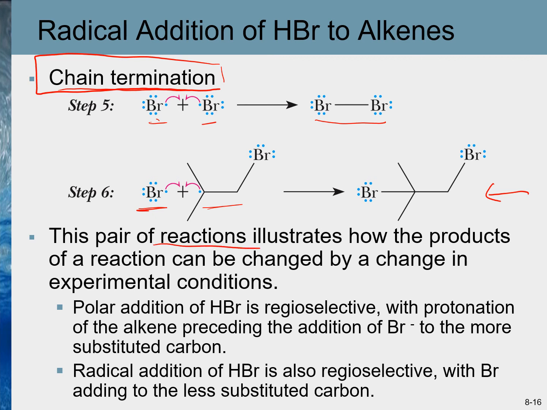This pair of reactions illustrates how the product of a reaction can be changed by a change in experimental conditions. If we use polar addition of HBr, which is the HBr acid in presence of water, then the resulting product will be a Markovnikov's addition product, in which the bromide will be added to the more substituted carbon. However, if the same reaction is carried out in presence of a radical or a peroxide, then Br addition will take place at the less substituted carbon. So we can alter the outcome of a reaction by changing the condition of the reaction.